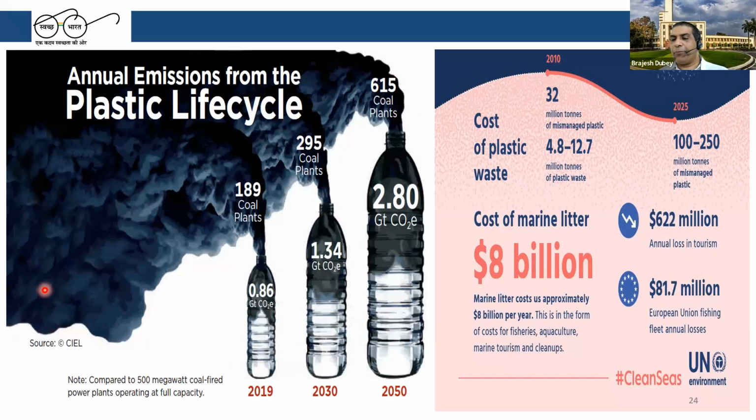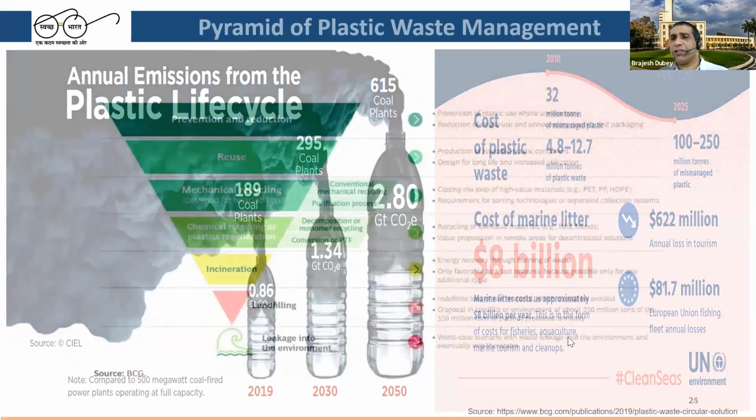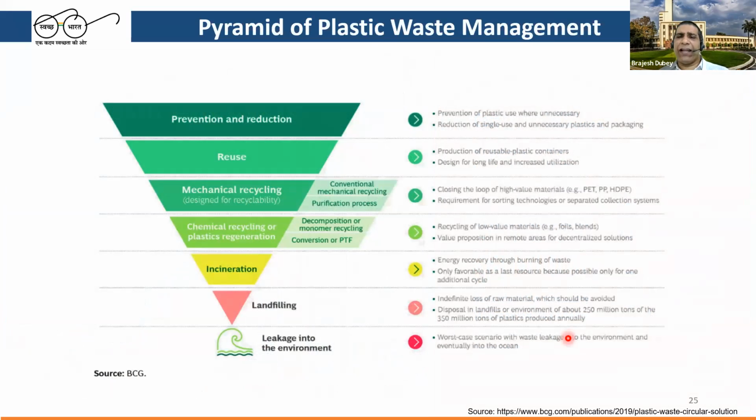So that is 8 billion per year in cost to fisheries, aquaculture, marine tourism, and cleanup. So that's a huge amount of cost we are paying. So what can be done? How is it to be managed? Again, going back to the leakage that we are seeing to the environment. So what can we do?